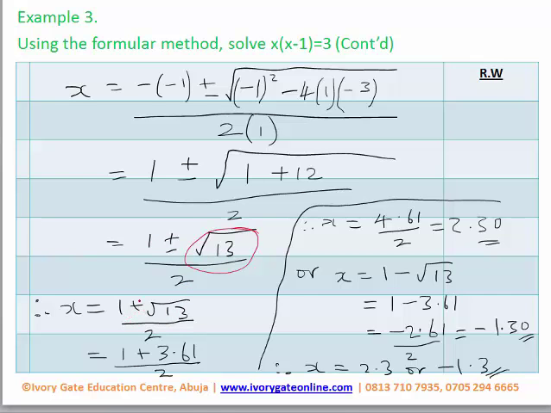Then taking the sum, adding it, we now have 1 plus square root of 13 over 2. We use the calculator to get this value and summed up to get 2.30 to 2 decimal places. Then solving this further, we got minus 1.30. Therefore 2.3 or minus 1.3 are the values of x that satisfy the equation.